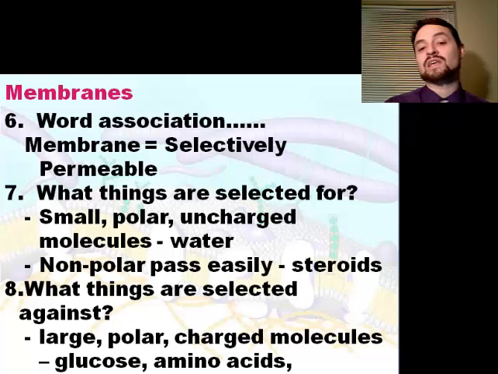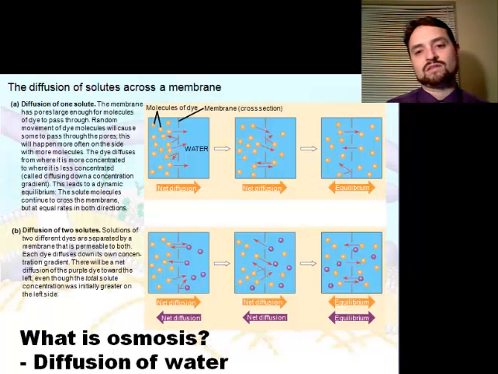What things are selected against? Well, large molecules, polar molecules, charged molecules don't get through very well. Glucose is a huge molecule, doesn't get through the cell membrane. Amino acids, huge molecules, don't get through the cell membrane very easily. So you have to look for molecules that are small enough if you're just going to pass straight through the cell membrane. Most, however, don't use that system. Most use a different system that we'll talk about in a minute.